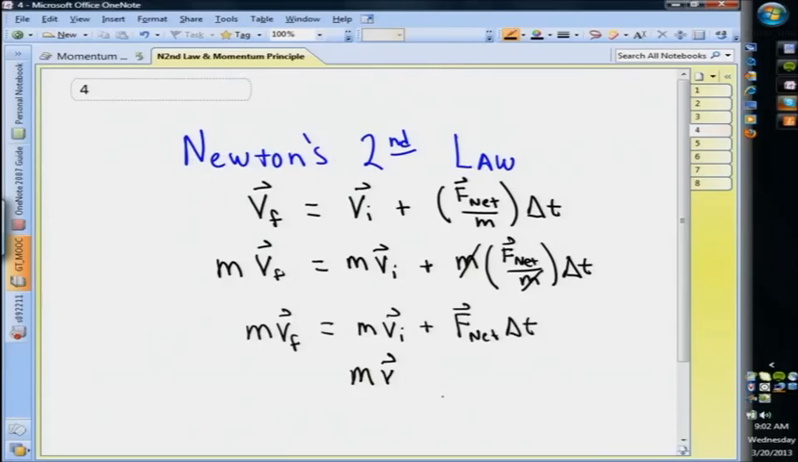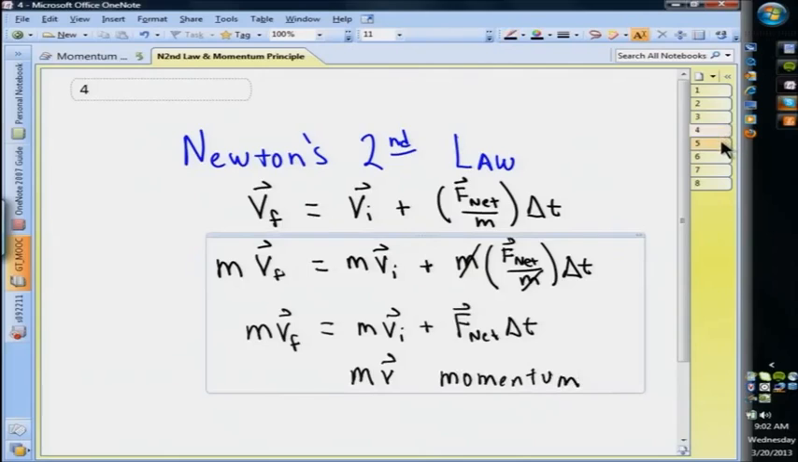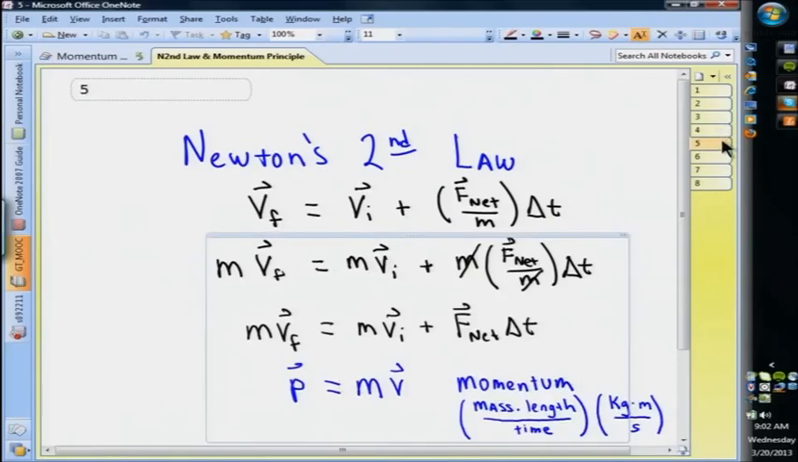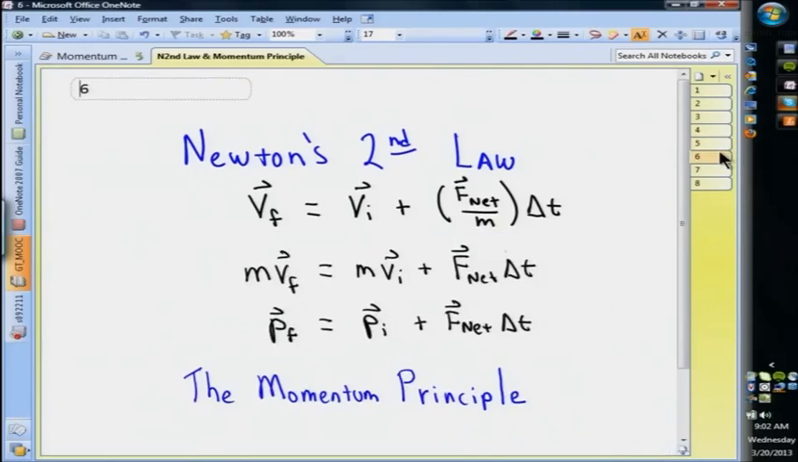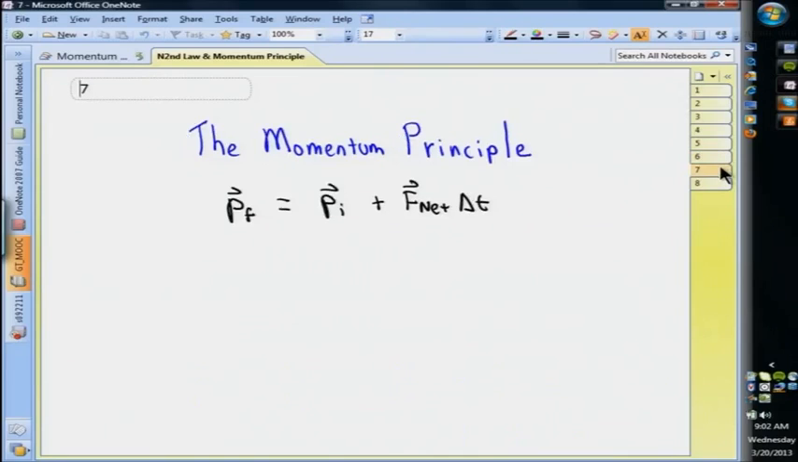This yields a new vector, which for most problems we'll study in this course, can be thought of as a new quantity, which we'll call the momentum. The vector symbol for momentum is typically written with the letter P. Now, if we use this notation, then we can rewrite Newton's second law in this form, which is what the text calls the momentum principle.